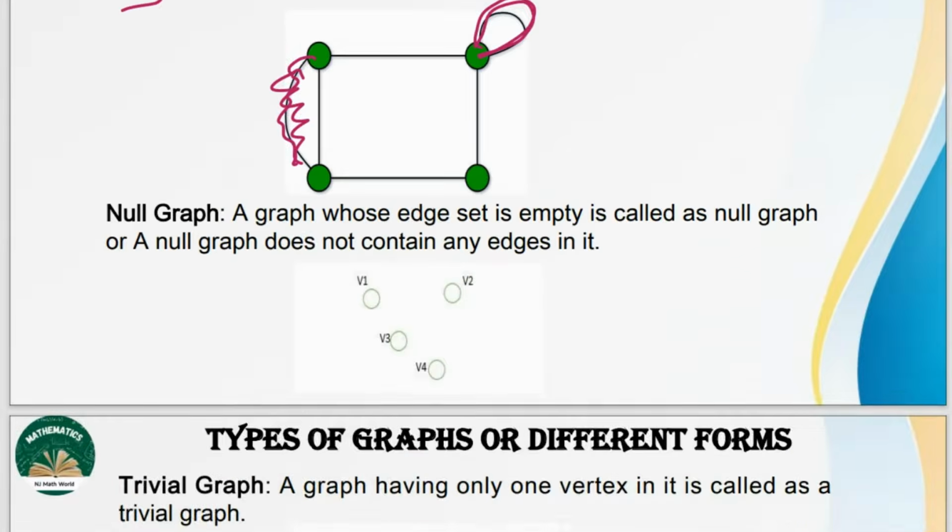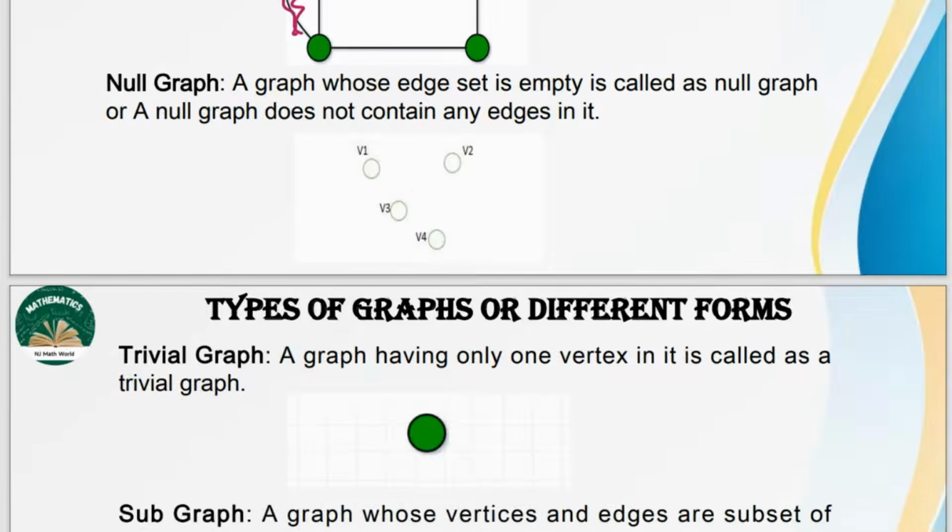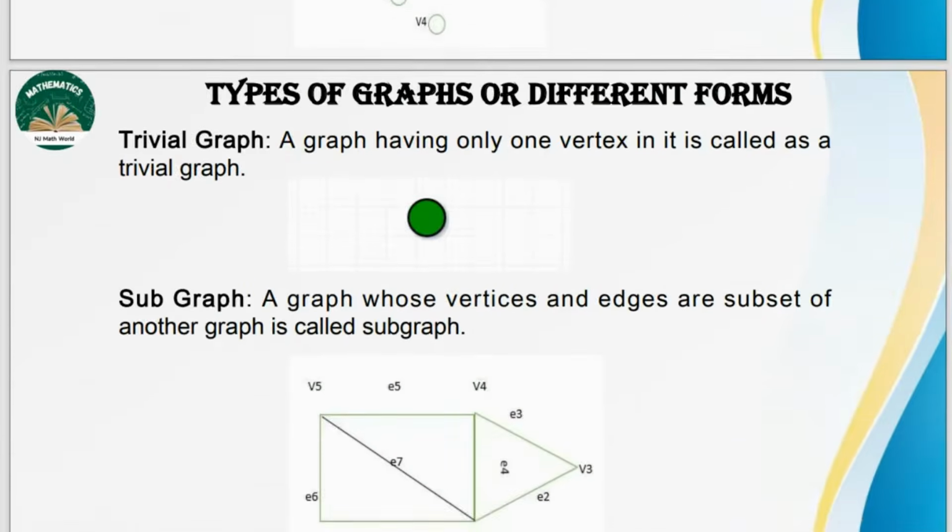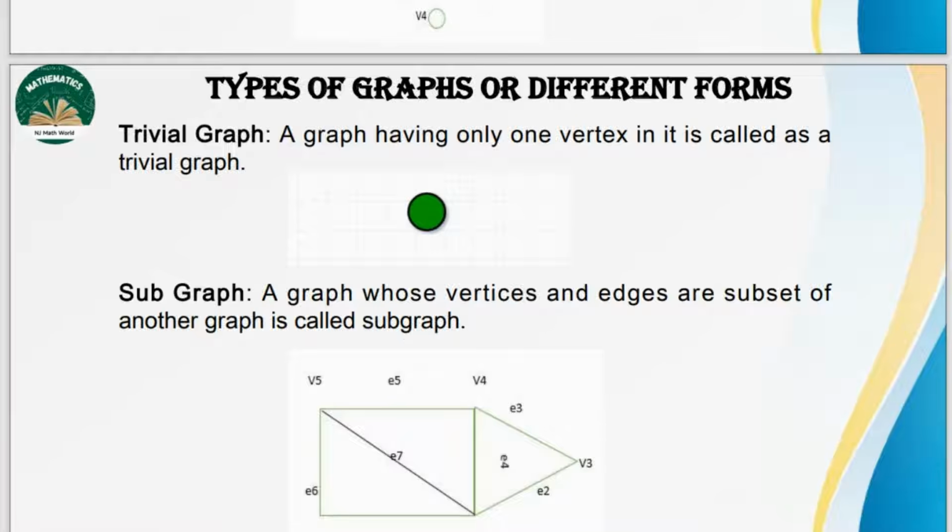Then what is meant by a null graph? A graph whose edge set is empty. That means if there is no edge, then it is called a null graph. It does not contain any edge. Then the next one is the trivial graph. What is meant by trivial? A graph having only one vertex. If it has only one vertex, it is called a trivial graph.